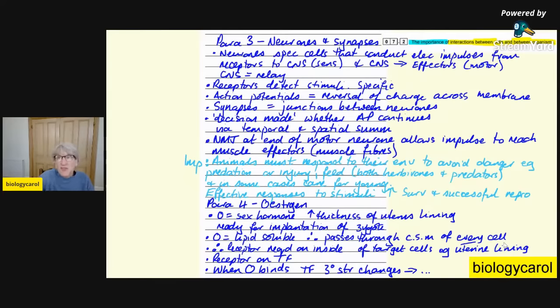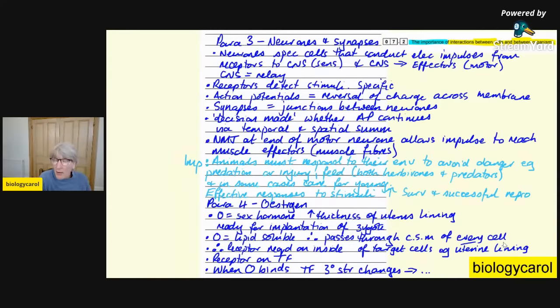because it's lipid soluble. There's nothing stopping it going from a higher concentration in the blood or in the tissue fluid to the lower concentration in the cell. And therefore, receptors are required on the inside of the target cell, i.e. the uterine lining, for the effect of the hormone to come about. So the receptor in the target cells of the uterine lining are on the transcription factor.